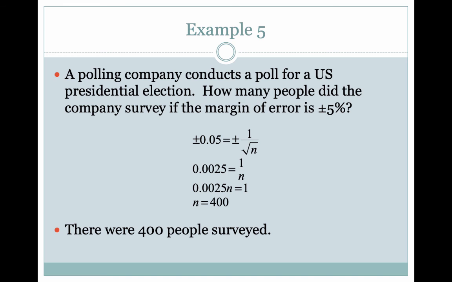Okay, so first thing we're going to do is get rid of that square root by squaring both sides. Plus or minus 0.05 squared, whether you started with positive or negative, is going to come out to be positive 0.0025. 1 squared is 1. Square root of n squared is n. Now we are going to cross multiply, essentially, or you can think of it as multiplying both sides by n, and we get 0.0025 times n equals 1. Now we need to divide both sides by 0.0025, and we get n equals 400. And so there were 400 people surveyed.